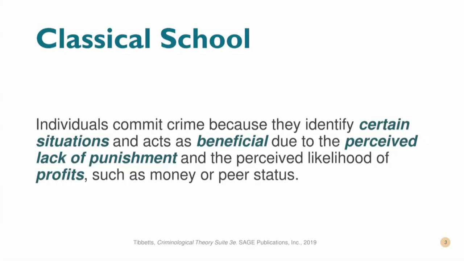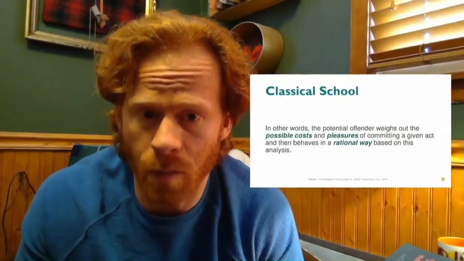If there's a likelihood of profits, whether it's pleasure, money, peer status, whatever the case, and that changes depending on different crimes, then they're likely to commit crimes or be deviant. As I've talked about, we focus on deviance a little bit more than crime because focusing on criminal activity is a different conversation, we'll get into later when we look at the social construct of crime itself. So, in other words, the potential offender weighs out the possible costs and pleasures of committing the given act and then behaves in a rational way based on this analysis.